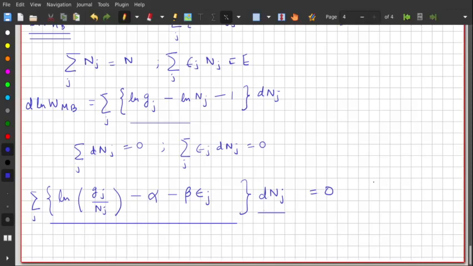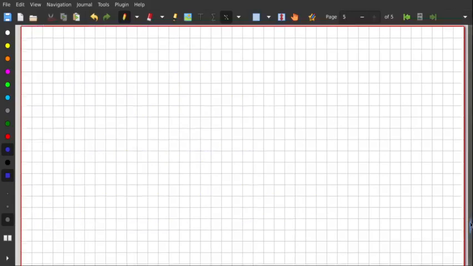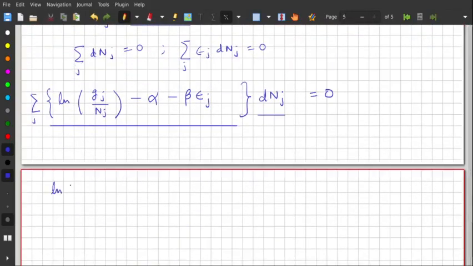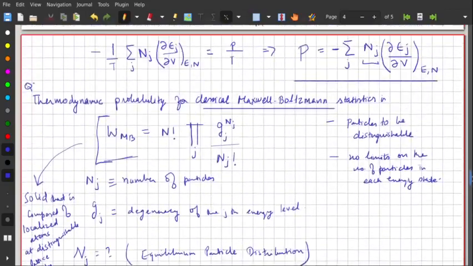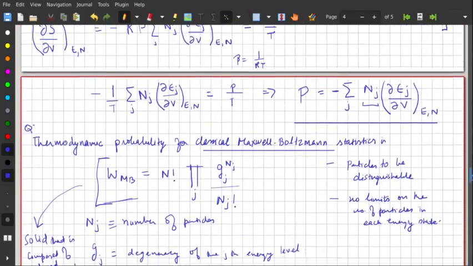Therefore we have log of gj by nj equals alpha plus beta epsilon j, and hence from here we can write nj equals gj e to the power minus alpha e to the power minus beta epsilon j. That's the equilibrium particle distribution for classical Boltzmann statistics. Okay, that's how we do it for any general statistic.